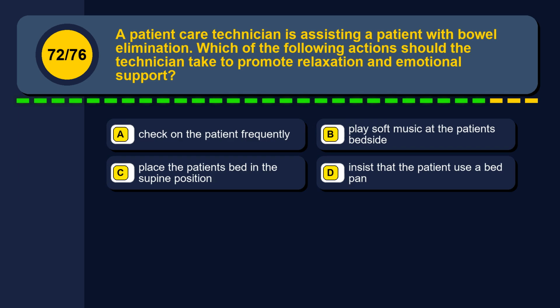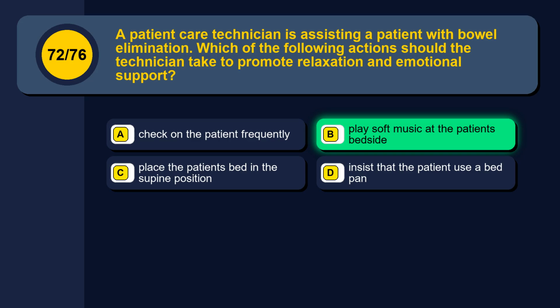Question 72. A patient care technician is assisting a patient with bowel elimination. Which of the following actions should the technician take to promote relaxation and emotional support? Option A, check on the patient frequently. Option B, play soft music at the patient's bedside. Option C, place the patient's bed in the supine position. Option D, insist that the patient use a bedpan.